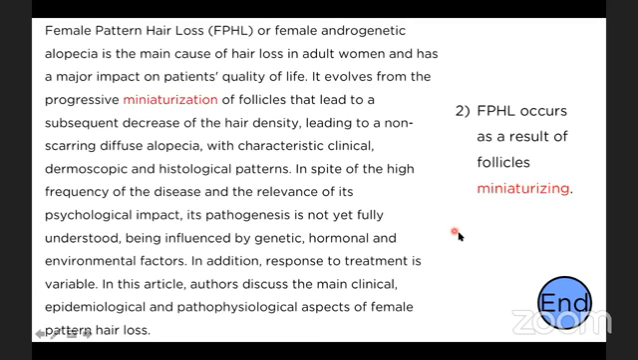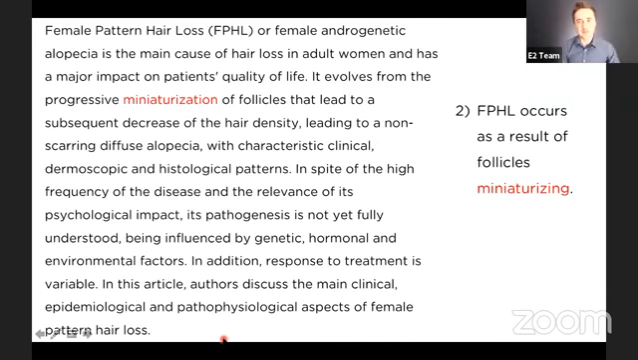All right. The answer is miniaturizing. Okay, let's see why. It evolves from the progressive miniaturization of follicles. So FPHL, female pattern hair loss, occurs as a result of follicles miniaturizing. I can't think of any other way that would be correct. It must be miniaturizing. Anyway, that was super difficult, so please forgive me for that one, but it's good practice. Here we go.